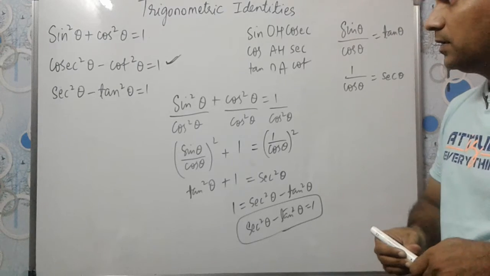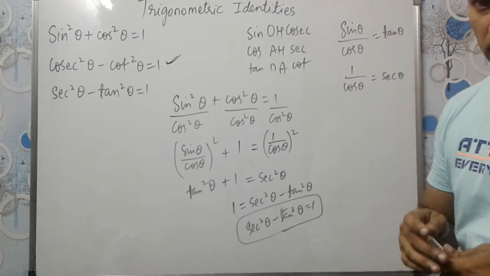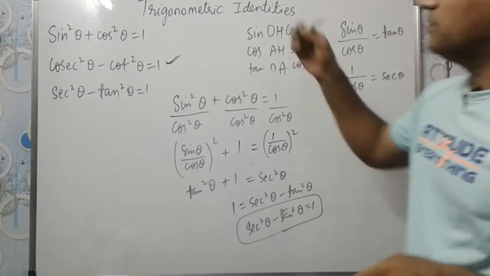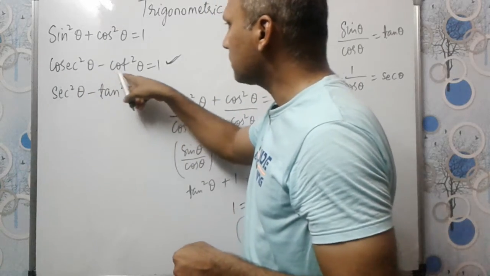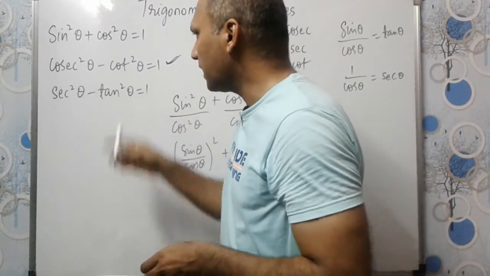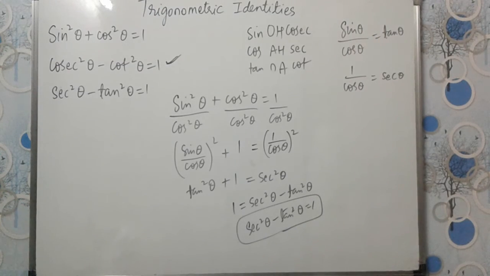So these are the two methods of deriving this. There are many more methods. But remember the formulas: sin square plus cos square is equal to 1, cosecant square minus cot square is equal to 1, secant square minus tan square is equal to 1. These are the three trigonometric identities in your 10th standard.